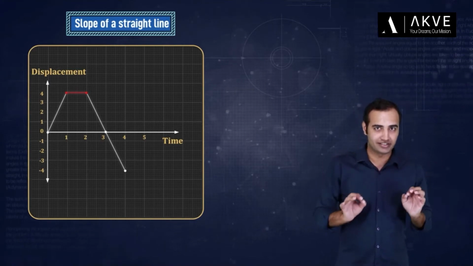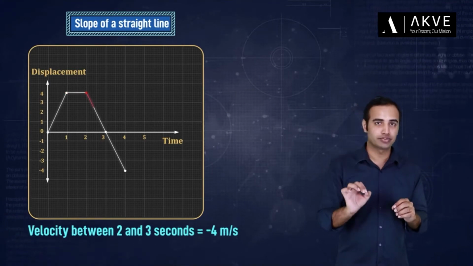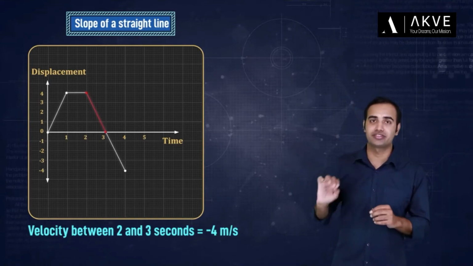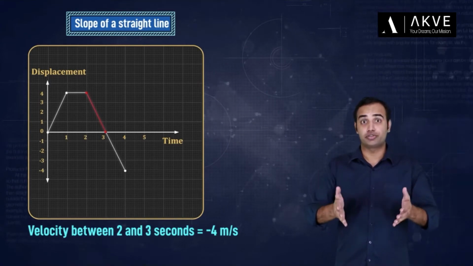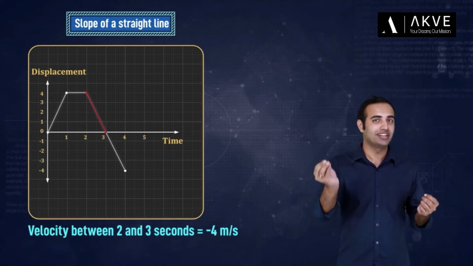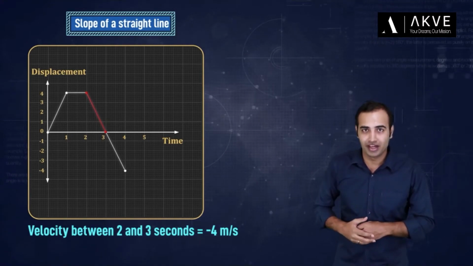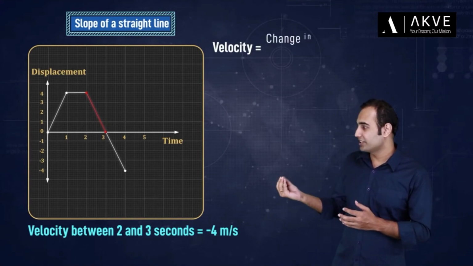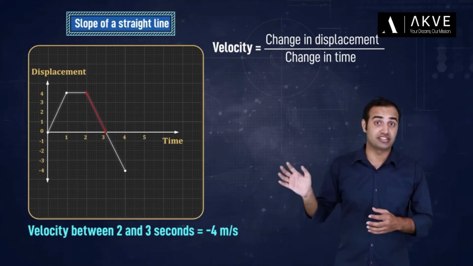Between 2 to 3 seconds, the velocity of the cyclist comes out to be minus 4 meters per second. You see, velocity is also a vector quantity and therefore it can take negative values. Now once again we use the formula velocity is equal to change in displacement divided by change in time.